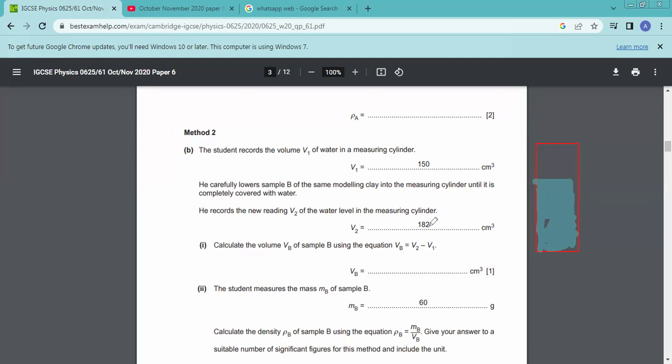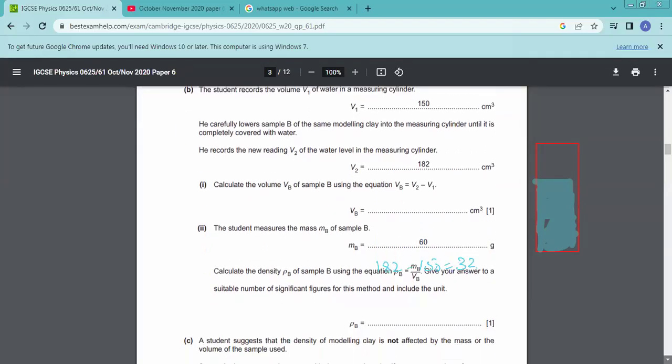So now we have to calculate the volume VB of sample B using this equation: VB is equal to V2 minus V1. So it's 182 minus 150, and I got 32 centimeter cube. Now the mass is already given. We will be taking this mass and this volume. The volume is 32, the mass is 60, and now we have to find out the density once again.